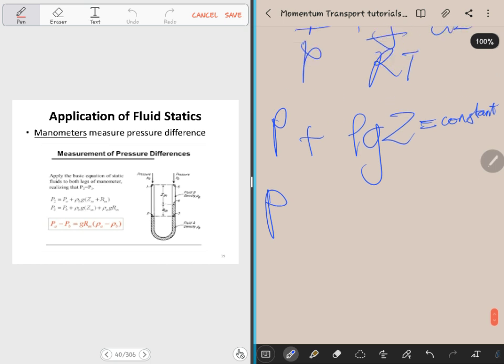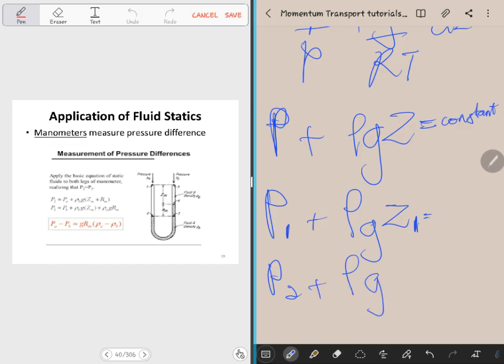So if it's constant, I can write it for one position. This is the pressure at position 1, this is rho, because we are in the same liquid. This is a constant, this is a different distance, let's say distance 1. I can equate it to pressure at position 2 and I have my rho and I have G, because you have the same liquid.